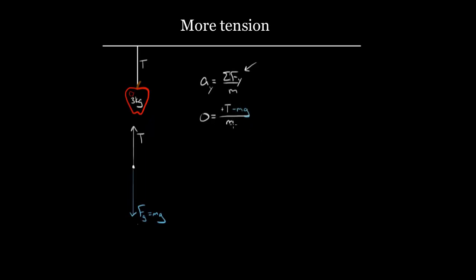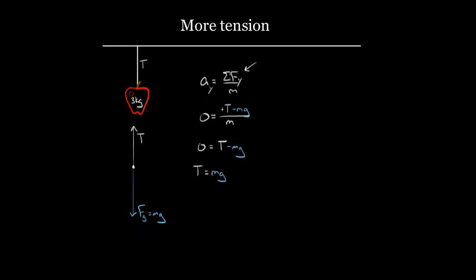Well, now I just solve for the tension. So this is the process. You draw your force diagram, you use Newton's second law, and then you try to solve for the force that you want. In this case, it's the tension. So I multiply both sides by m. I still have 0 on the left-hand side, so 0 equals T minus mg. And if I solve this for T, I get something that might not be all that surprising. I just get that the tension is equal to mg.